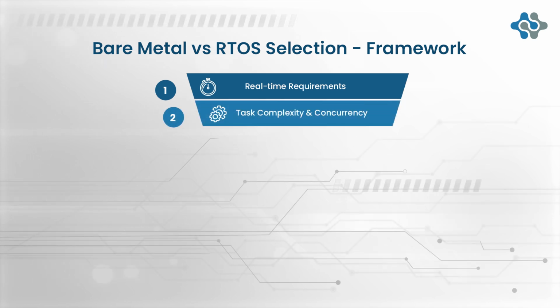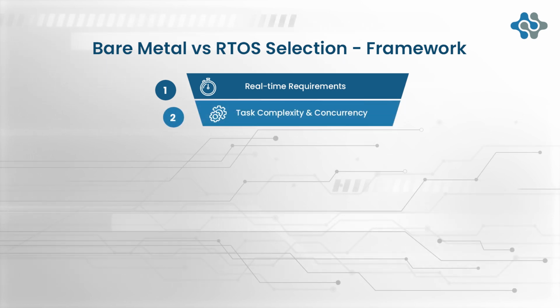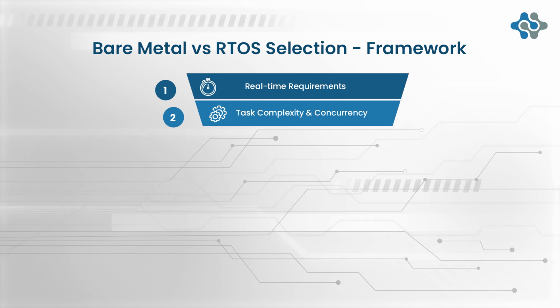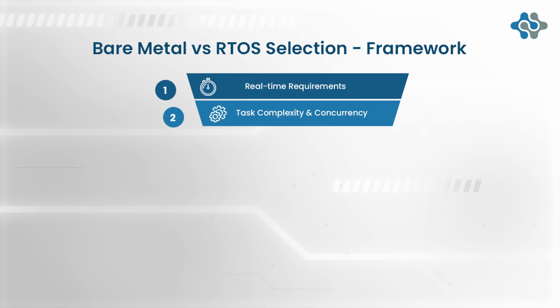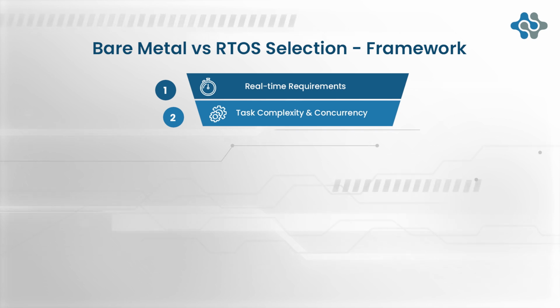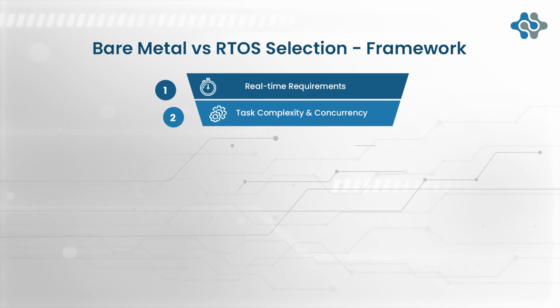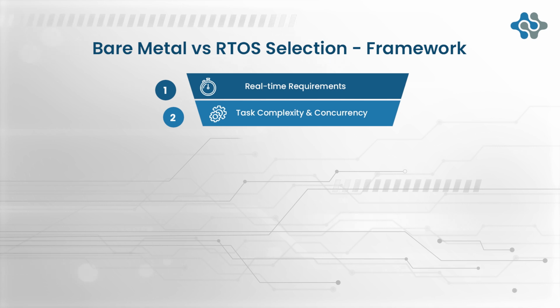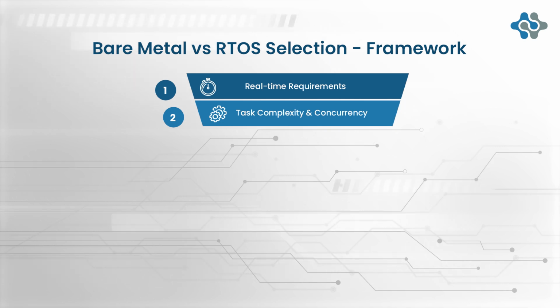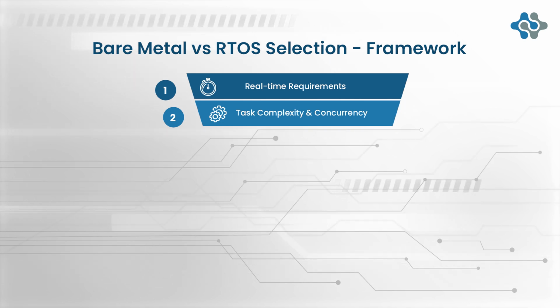Second criteria, task complexity and concurrency. How many independent operations need to run? Do they need to interact or share data? If you have more than 2 or 3 loosely coupled activities, trying to manage them in a single bare metal loop quickly becomes spaghetti code. An RTOS is designed for this by breaking functionality into distinct tasks.